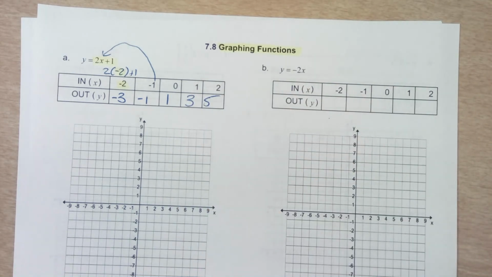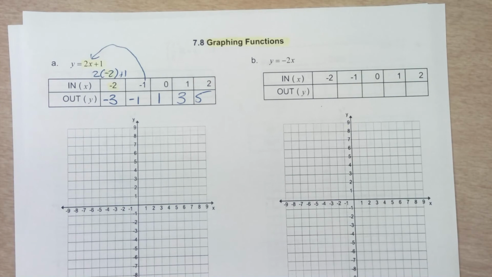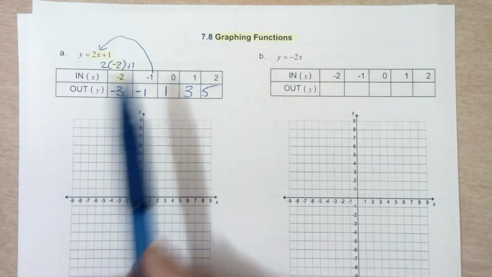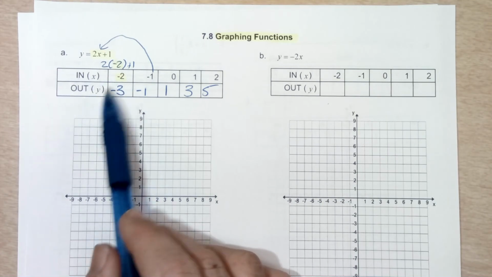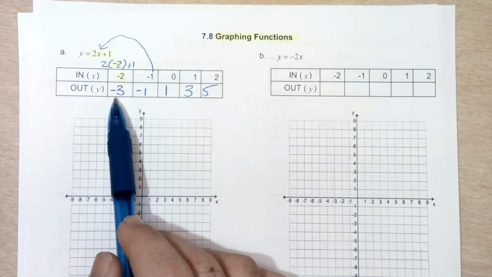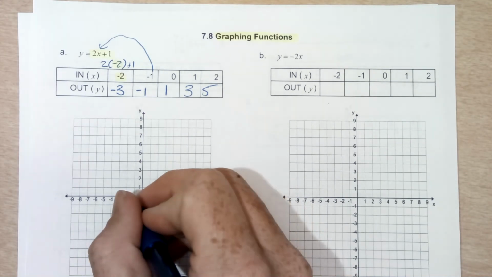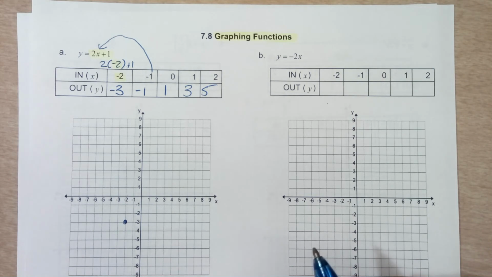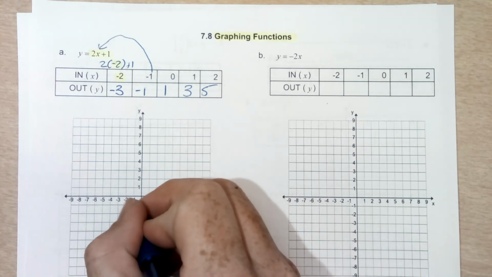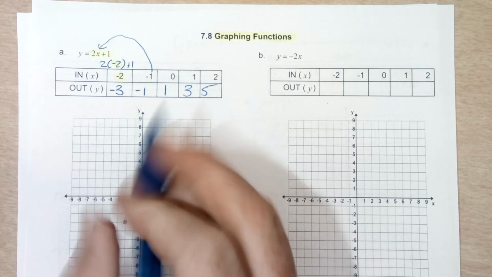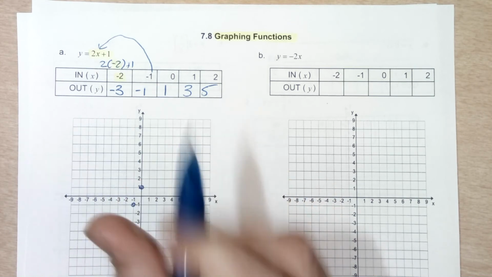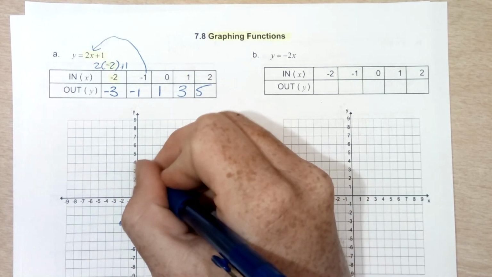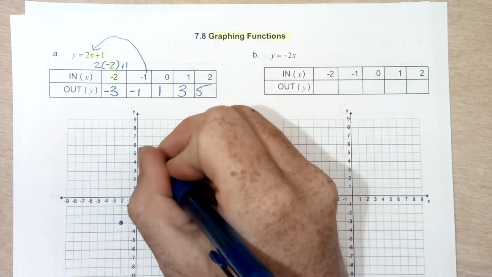So now that we have our table complete, the next step is to graph. Okay, next we're going to graph this. So our first point that we want to graph, here's my x, here's my y. Our first point I want to graph is negative 2, comma negative 3. So I go to negative 2 and then down 3, and my first point is right there. Next, I have negative 1, negative 1. Now I have 0, comma 1. 0, 1 is right there. I have 1, 3, and I have 2, 5.